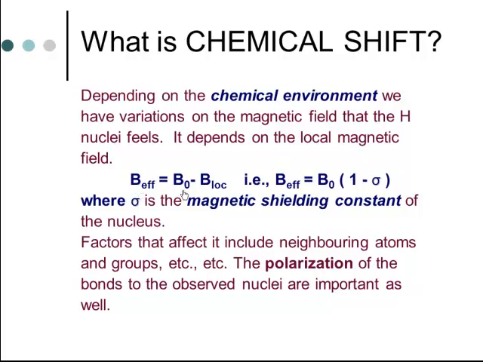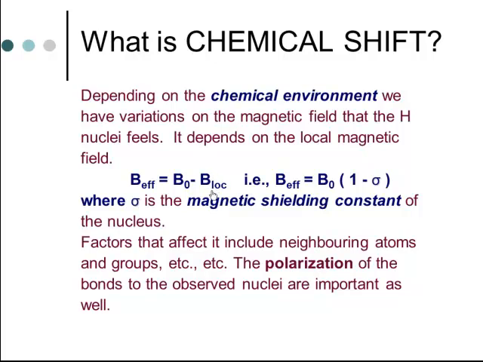If B0 is the applied magnetic field and B_loc, loc standing for local, is the magnetic field created by the electrons around the hydrogen, then the effective magnetic field experienced by a hydrogen atom or nucleus will be B0 minus B_loc.